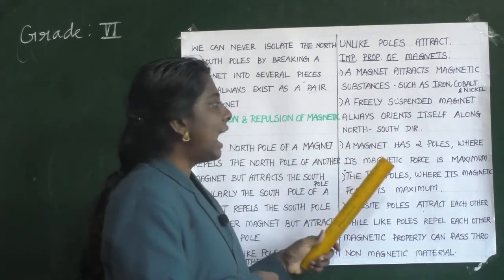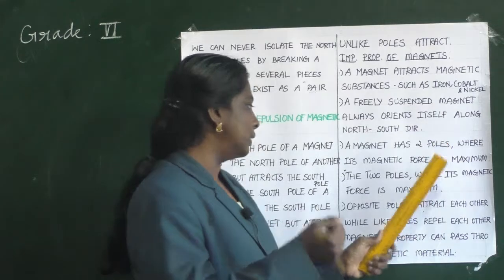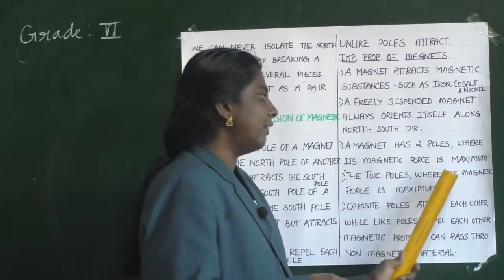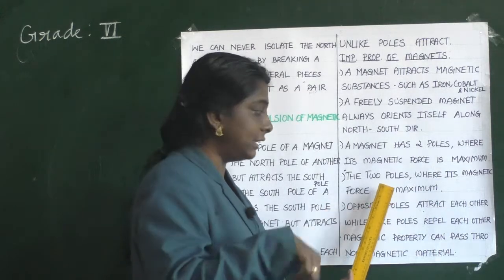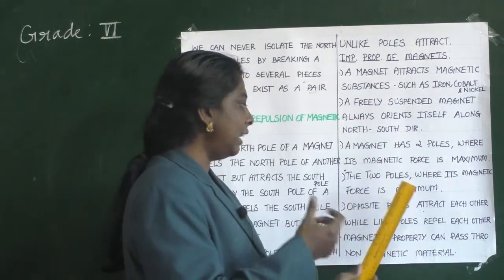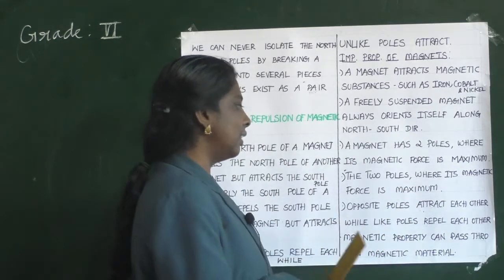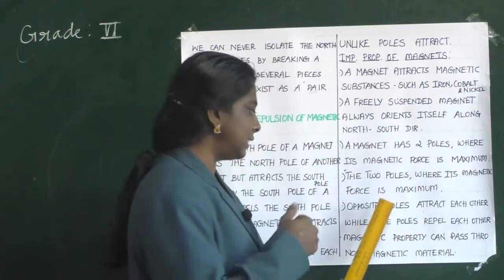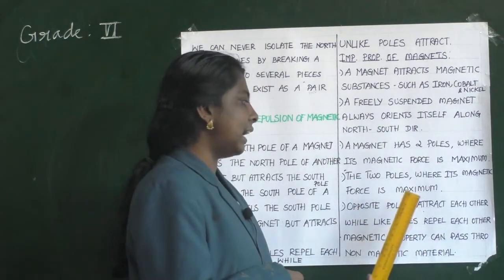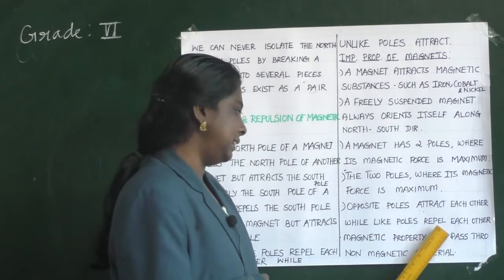Then, a magnet has two poles. As you all know, a magnet has two poles, the two poles where its magnetic force is maximum. At the end terminals, there the magnetic force is maximum. Clear? Then, opposite poles attract each other. Is it not? Just now we learned. Opposite poles attract each other, while like poles repel each other.